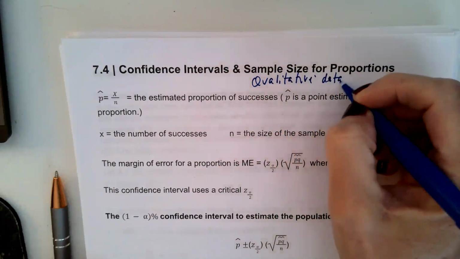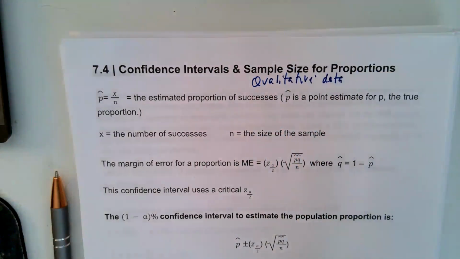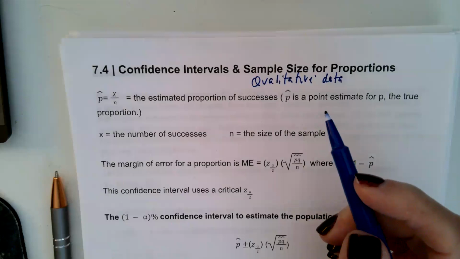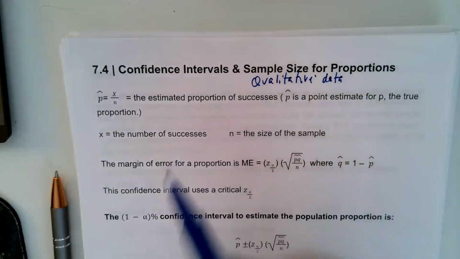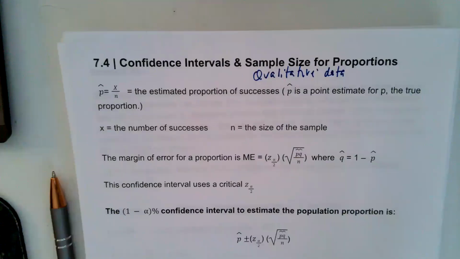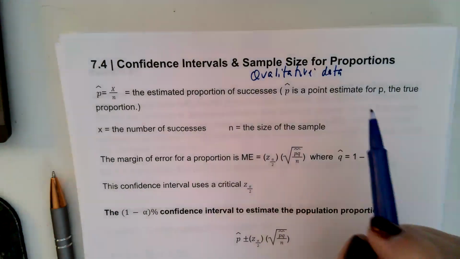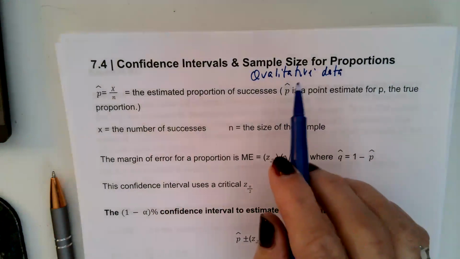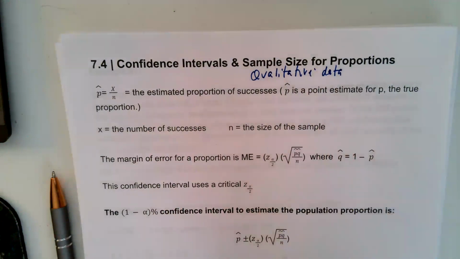So it's important to remember when we have quantitative data, it's numerical, usually something measured, because if it was counted, we would be using the binomial distribution. But when it's quantitative and measured, we're talking about means, and that's lesson 7.3. But now we're talking about qualitative data and proportions.